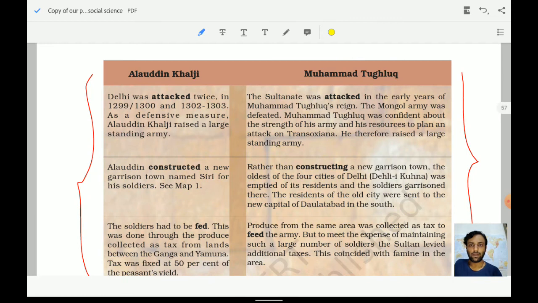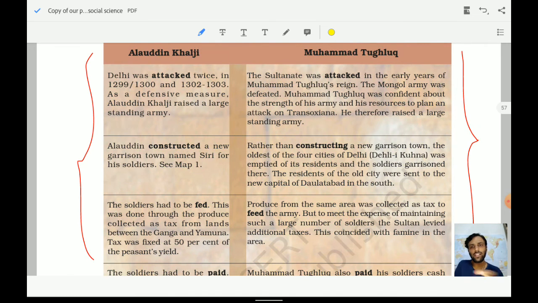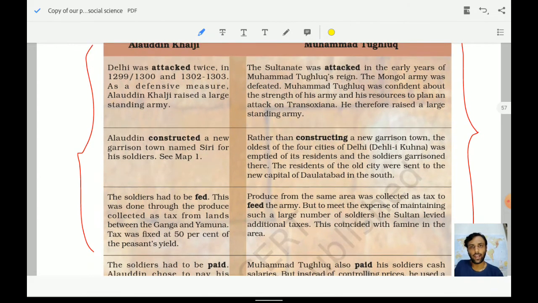So now there is talk about the differences between Alauddin Khilji and Muhammad Tughlaq. Delhi was attacked twice, in 1299 and 1300, and 1302 to 1303. As a defensive measure, Alauddin Khilji had raised a large standing army. And here, first let us understand the Alauddin part, then we will understand the Tughlaq part.